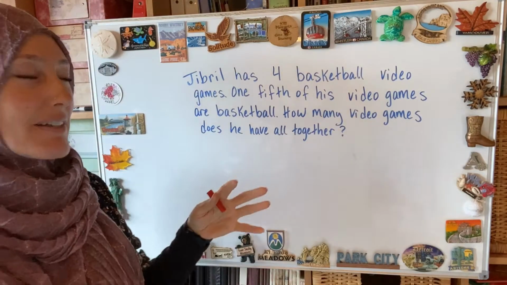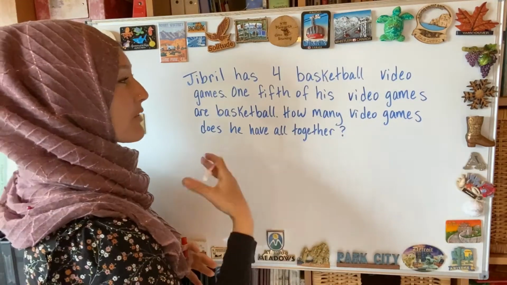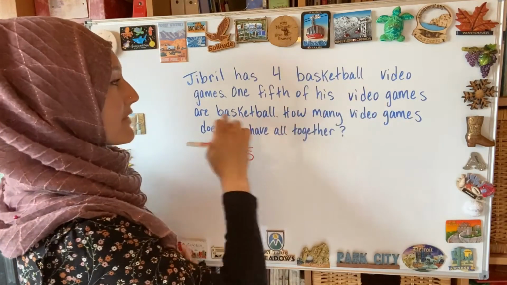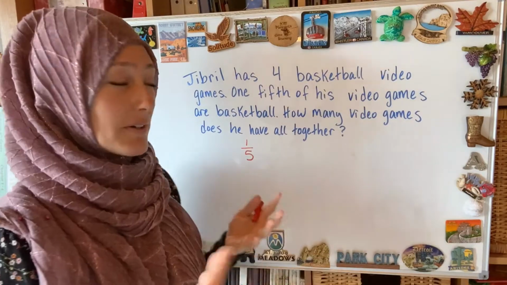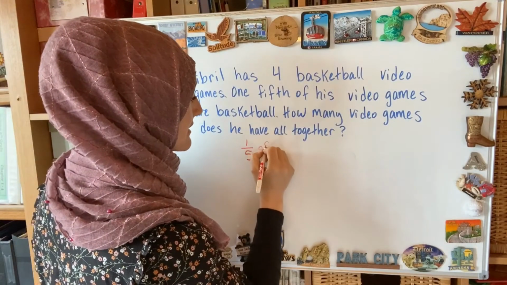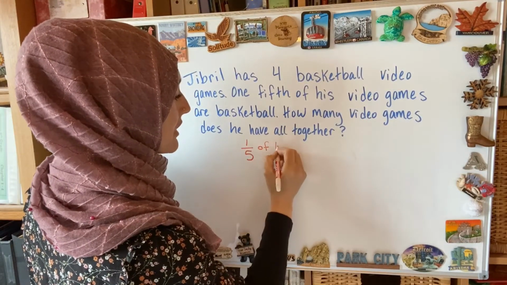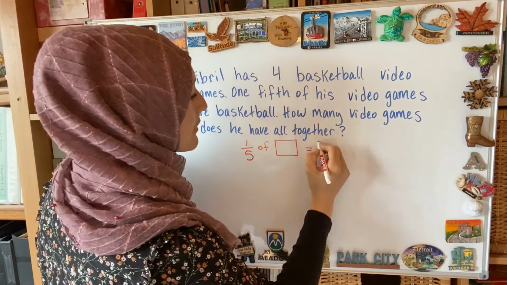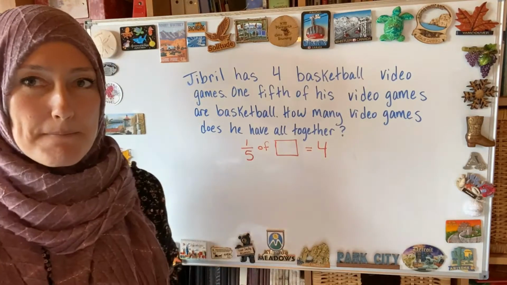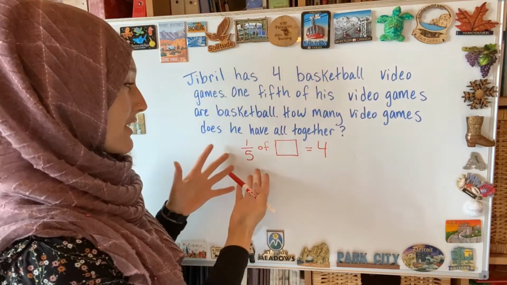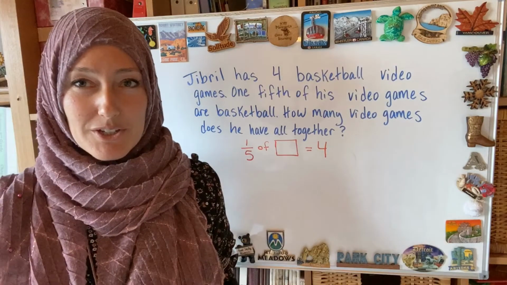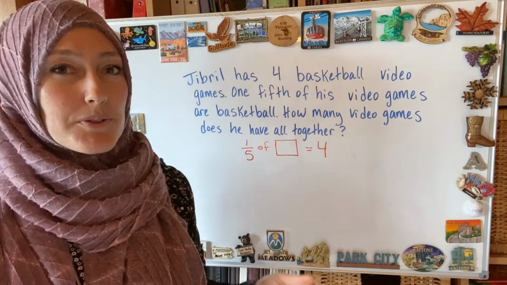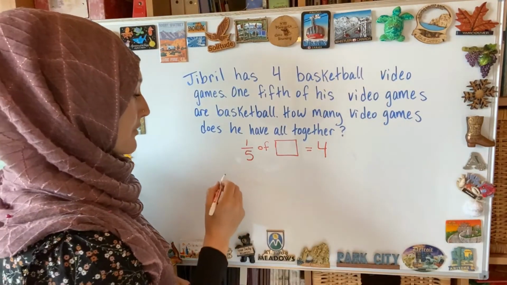So we think of it like this. This is how you would write it out in your thought process. 1/5 of his video games. We don't know how many video games he has, but that's what we're trying to find out. So 1/5 of this amount, 1/5 of them is going to be 4. So with our fraction, we're going to use that to draw a diagram. The denominator tells us how many groups we have. So I'm going to draw 5 groups.